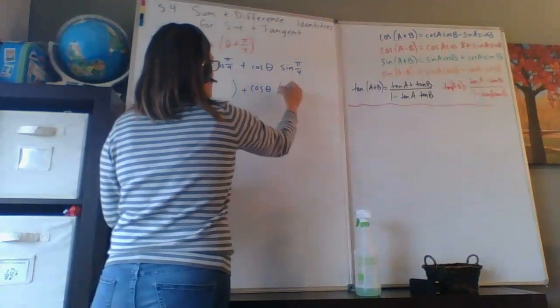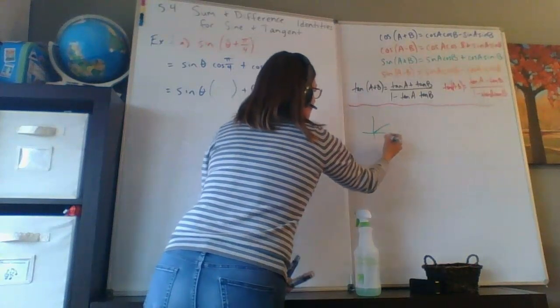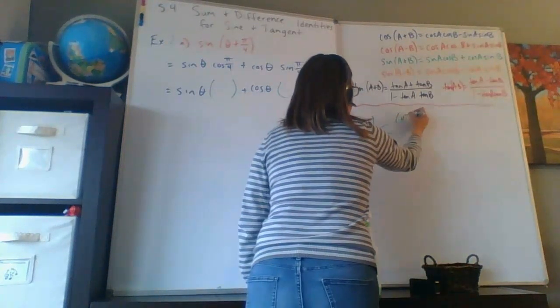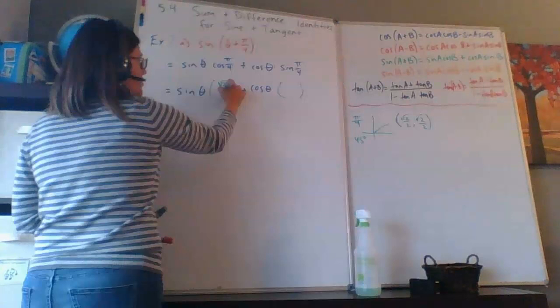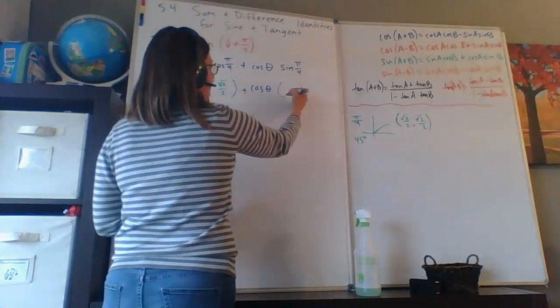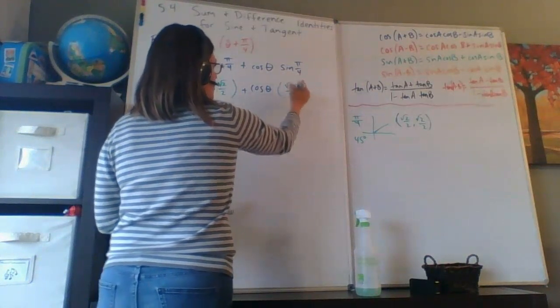But pi over 4 is a special angle, which is the same as 45 degrees, and so our sine and cosine will be rad 2 over 2. So we can plug in cosine of pi over 4 is rad 2 over 2, and sine of pi over 4 is also rad 2 over 2.